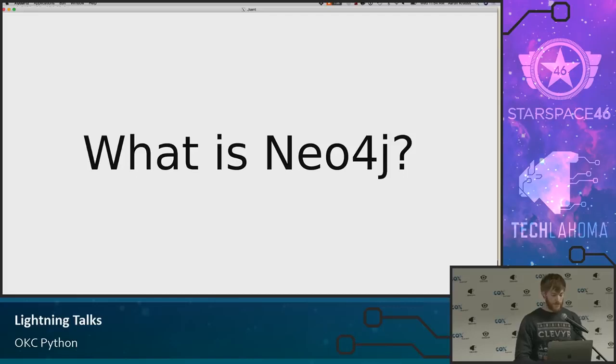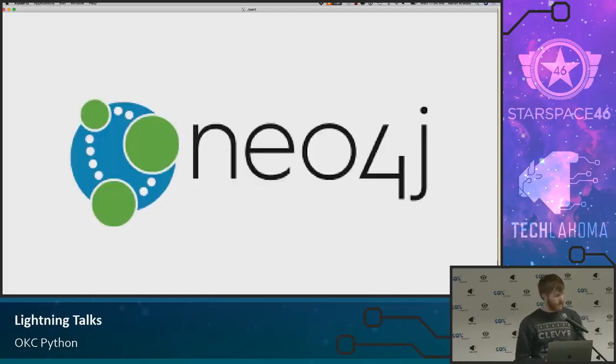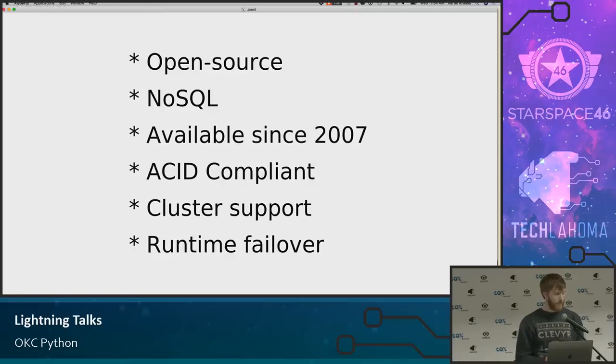So what is Neo4j? Well, that is the logo right there. Neo4j is a graphing database, or graph database. These are some bullet points. It's open source. It's a NoSQL database, which means it's not relational. It does not use SQL. It's been around since 2007, so it is not a new buzzword. It is ACID compliant, for everyone here who likes transactions in your databases. It's got cluster support, runtime failover, you know, the generic buzzwords that make for a solid database.